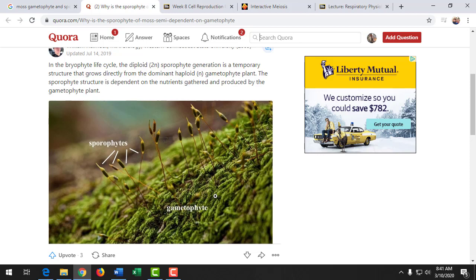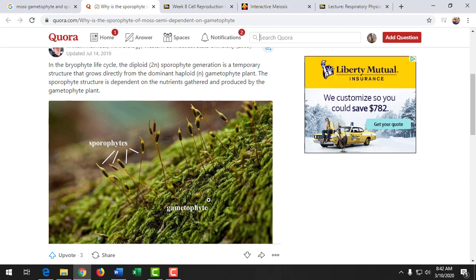So these are N individuals. They have half the number of chromosomes. And then the sporophyte is the 2N version of that plant. So there are 2 different life cycles of these, and there are female and male gametophytes.